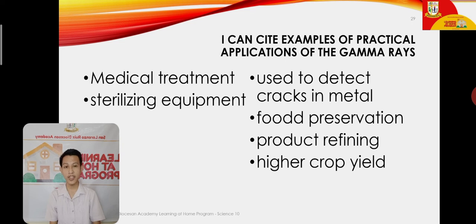Yung mga preserved foods kasi natin, dumadaan yan sa matinding exposure ng gamma rays din para ma-prolong yung kanyang shelf life na tinatawag or para humaba yung kanyang expiration bago siya mag-expire dun sa kanyang expiration date and ma-consume kahit na matagal na panahon na na-stock. Okay, and higher crop yield. Okay, ginagamit din siya ng mga magsasaka para makapag-produce ng magagandang ani. And product refining. Ginagamit din, tinututukan yung iba ng radiation para maging makinis, maayos yung mapoproduce na products. So yun yung iba't ibang applications or uses of gamma rays.